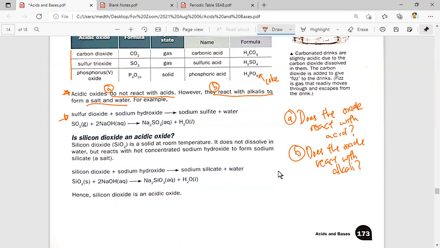Now, silicon dioxide is sand. You put sand in water, it doesn't dissolve at all. So can we ask ourselves, would silicon dioxide be classified as an acidic oxide? It doesn't react with water, but it does react with concentrated sodium hydroxide to form sodium silicate. So because silicon dioxide reacts with alkali, and doesn't react with acid, silicon dioxide is an acidic oxide. So we will always use these two questions to think in terms of the classification. So acidic oxides react with alkali, but will not react with acids.